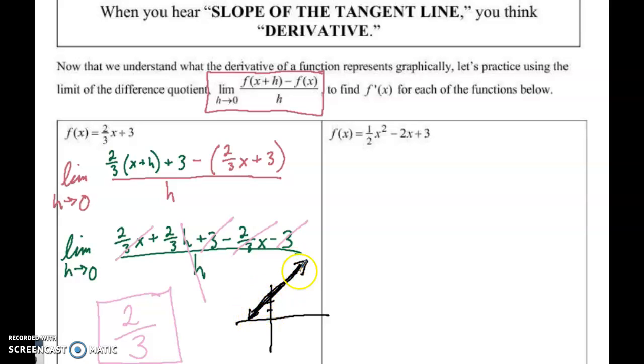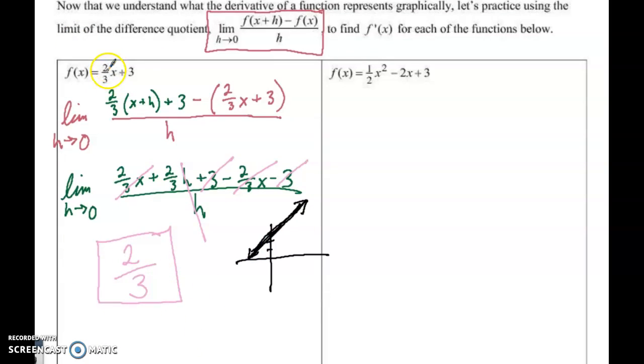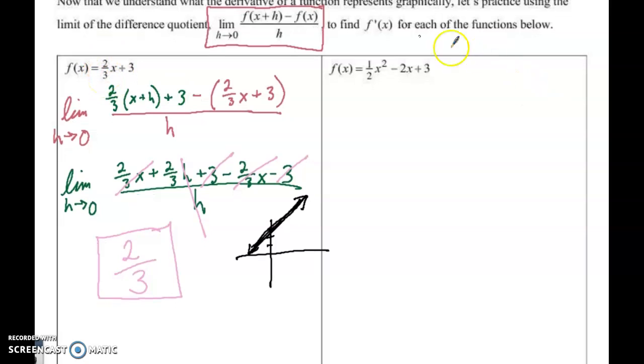And if I said, what's the slope at any point on here? Well, the slope of the entire line is 2/3. So that should make perfect sense. So anytime you see a linear function, the answer is going to be the slope. So kind of be smart about things. Like, don't just turn into a robot, which I'm showing you as if you were a robot. But these answers should make sense.